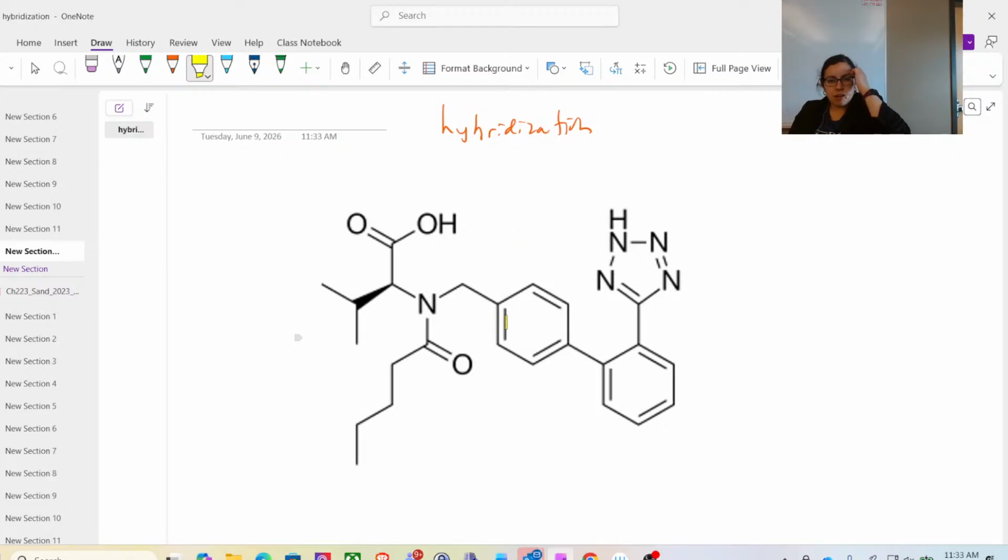And let's do this nitrogen here, this carbon, and this carbon, and that one. So 1, 2, 3, 4, 5 highlighted carbons there. And the nitrogen, sorry. So take a few minutes to look at that. What's the hybridization? And remember, hybridization is SP, SP2, SP3. So just take a few minutes before we go over it.